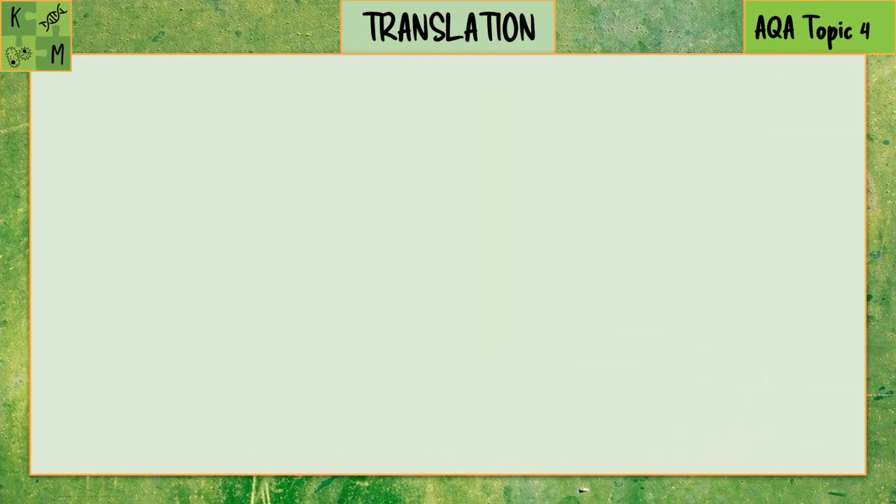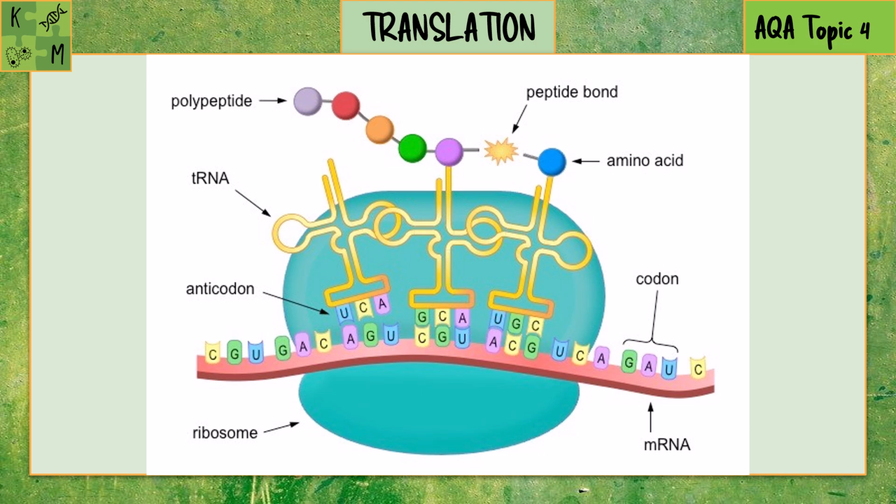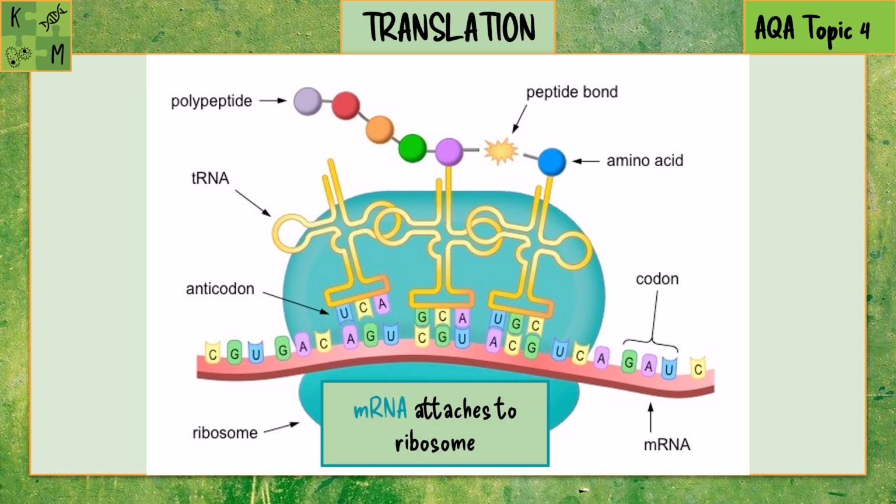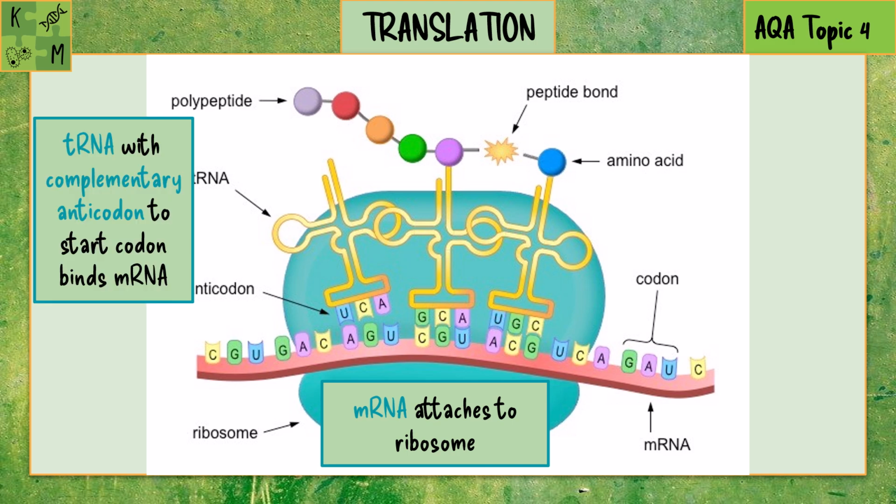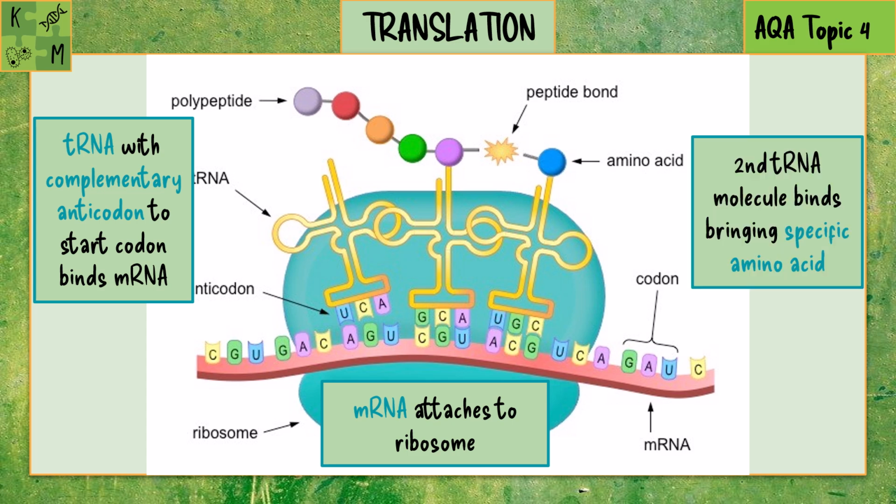Translation begins with an mRNA molecule attaching to a ribosome between the large and small subunits. Next, a tRNA molecule binds to the mRNA codon via its complementary anticodon. The first tRNA to bind will be complementary to the start codon and carries the amino acid methionine. A second tRNA molecule now binds the next codon, bringing another specific amino acid.